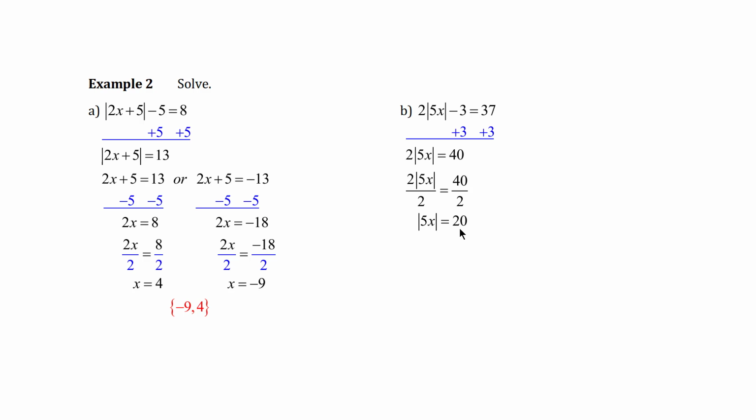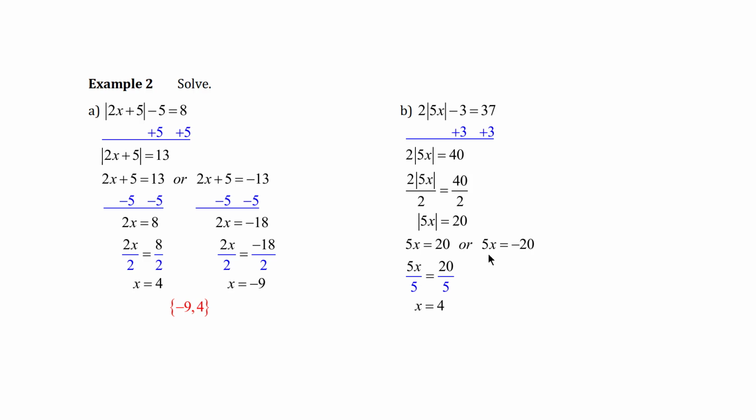From here, we could go ahead and apply the first absolute value rule. So we rewrite the absolute value of 5x equals 20 as 5x equals 20, or 5x equals negative 20. To solve 5x equals 20, we divide both sides by 5, and we get 5x divided by 5 equals 20 divided by 5. Simplifying the left-hand side, we have 5x divided by 5 is just x, and on the right-hand side, 20 divided by 5 is just 4. The result is x equals 4.